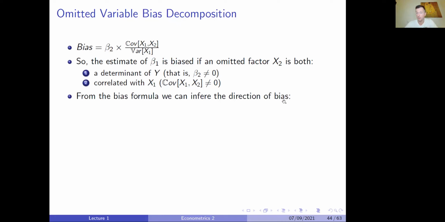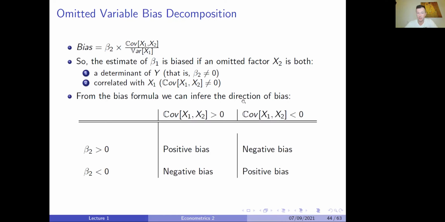So from the bias formula we can infer the direction of bias, whether it's positive bias or negative bias. It is very simple. If you know how to multiply two numbers, you know that if beta 2 is positive and covariance is also positive, then we have a positive bias. If covariance is negative, we have negative bias, and the opposite for beta 2 negative. If x2 negatively affects y and covariance between x1 and x2 is positive, then we have negative bias. Otherwise, it's going to be positive.